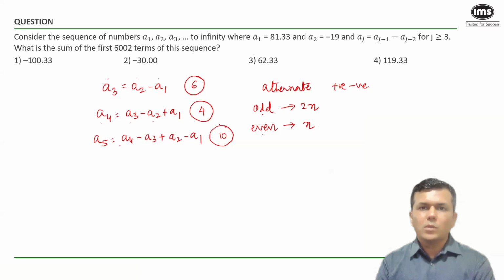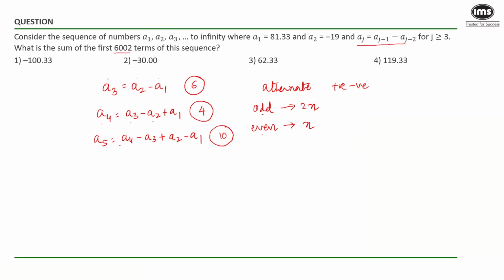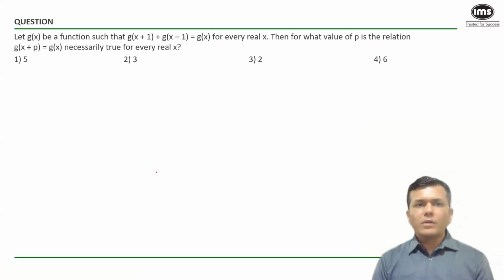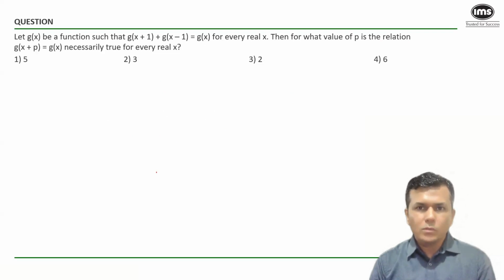Now, if you know this, you can directly derive that the length of the cycle in this previous problem was 6, and therefore, summation of 6,002 terms will be nothing but summation of term number 1 and 2. Now, whatever we have learned in the previous question, let's try to apply that in this question. It's very similar to that.